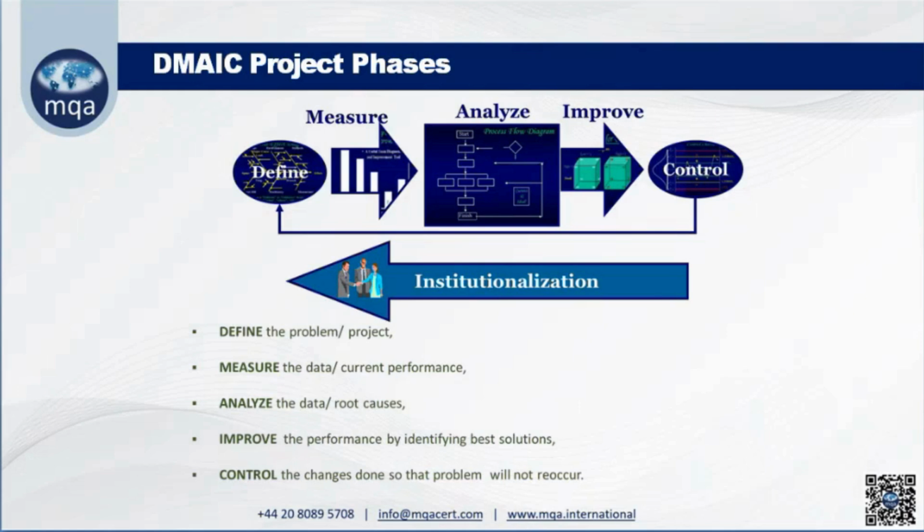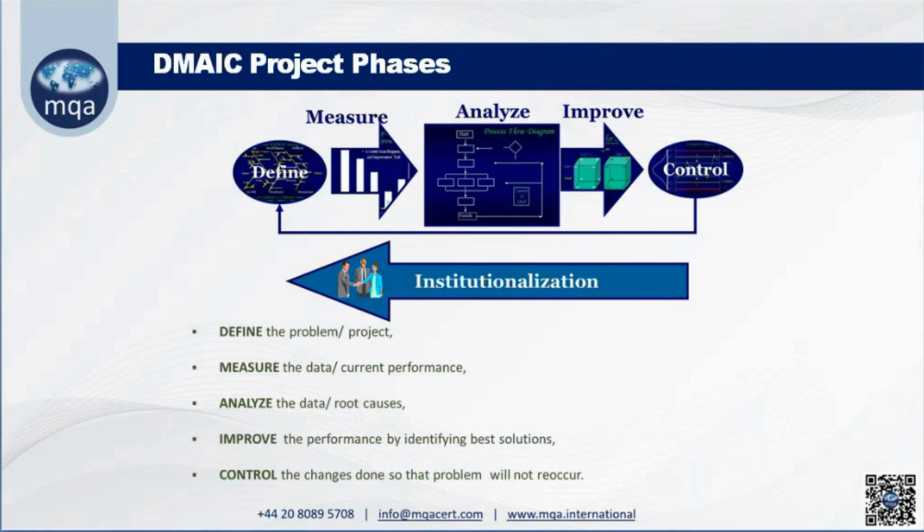So the DMAIC phases are define, measure, analyze, improve, and control, and then institutionalize. When we pick up a project for improvement, we take it as a pilot. It does not currently impact the normal working of the organization, which keeps on happening as it is. So we take this sample pilot case, define it, and see whether it's working. When we find it is useful and much better than the previous process, we introduce it in the organization in a controlled mechanism, and then it becomes available company-wide.